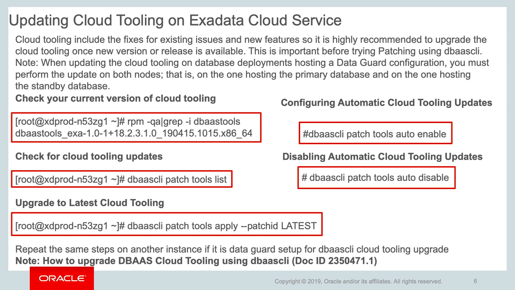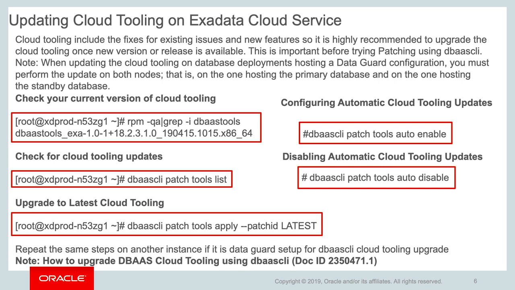So before updating, you have to know what is your current version of cloud tooling. For knowing that, you can log into one of the nodes. In this example, I'm logging into my first node of Exadata, and I'm issuing a command rpm -qa | grep -i dbus tools. So this is returning me the version of cloud tooling which is available at present on my XRCS node.